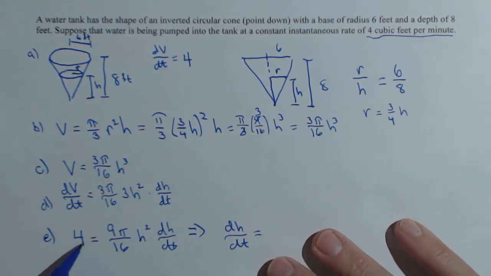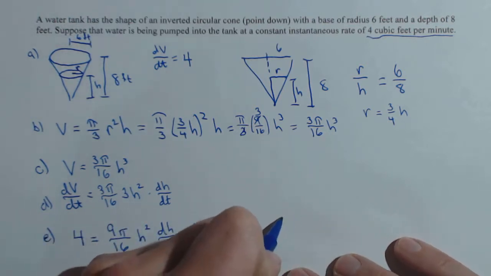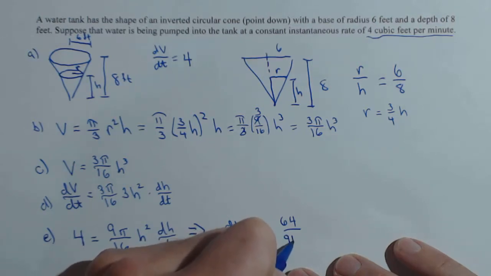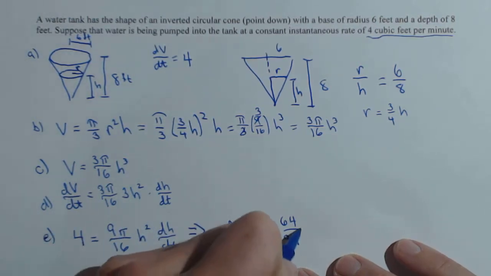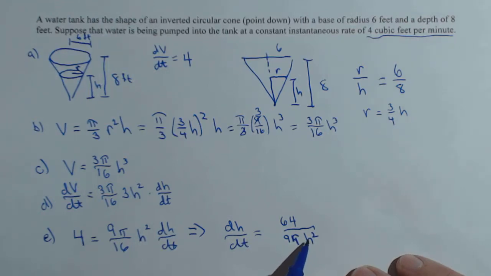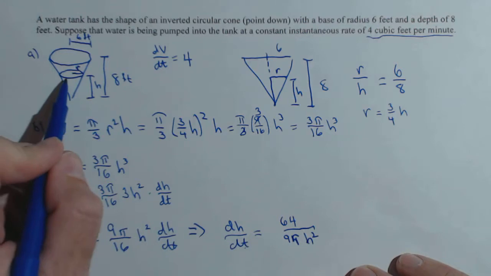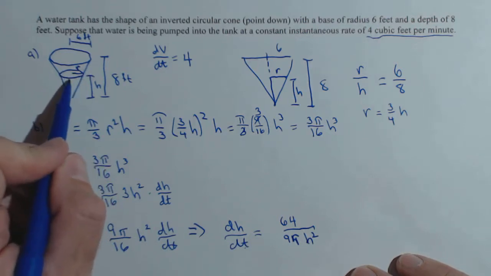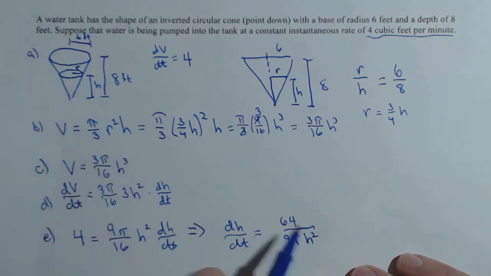So that's going to be multiplying by the reciprocal. So we're going to have 64 over 9 pi h squared on the bottom. Okay, now notice what's going to happen. As the height gets higher, the rate the height is changing slows down. So we see that from our formula. Well, let's think about that. That makes sense because as we get higher in the cone, it takes more water to move the level up higher because the cone is getting wider. So this makes sense that this would be happening.